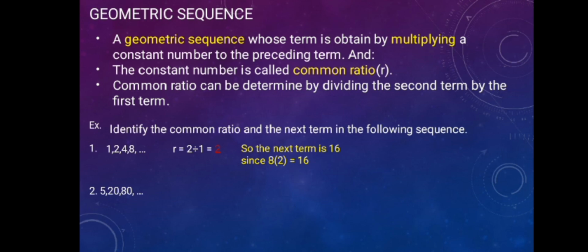Next is 5, 20, and 80. So 20 divided by 5 is equals to 4. And 80 times 4 is equals to 320. Kaya nakakuha tayo ng 320 kasi we just multiply the common ratio and the preceding term.